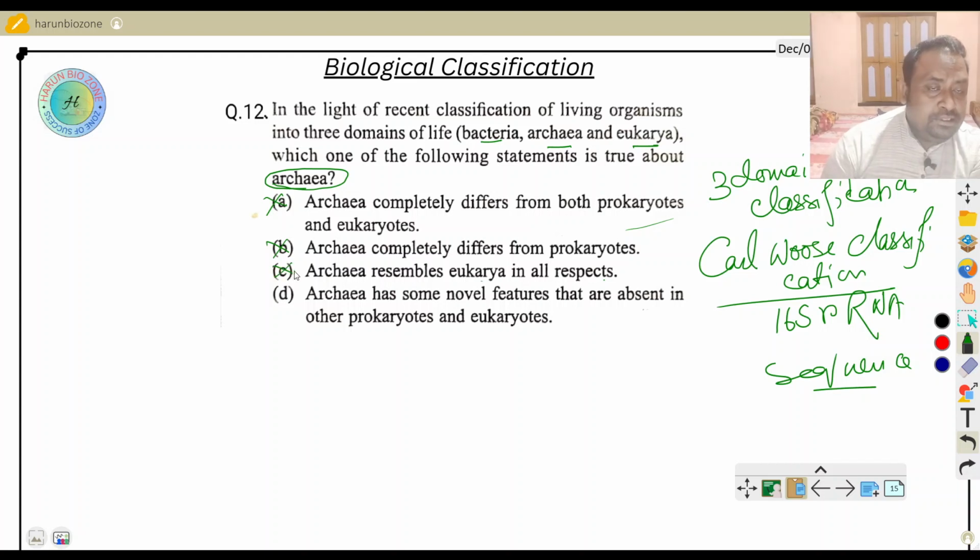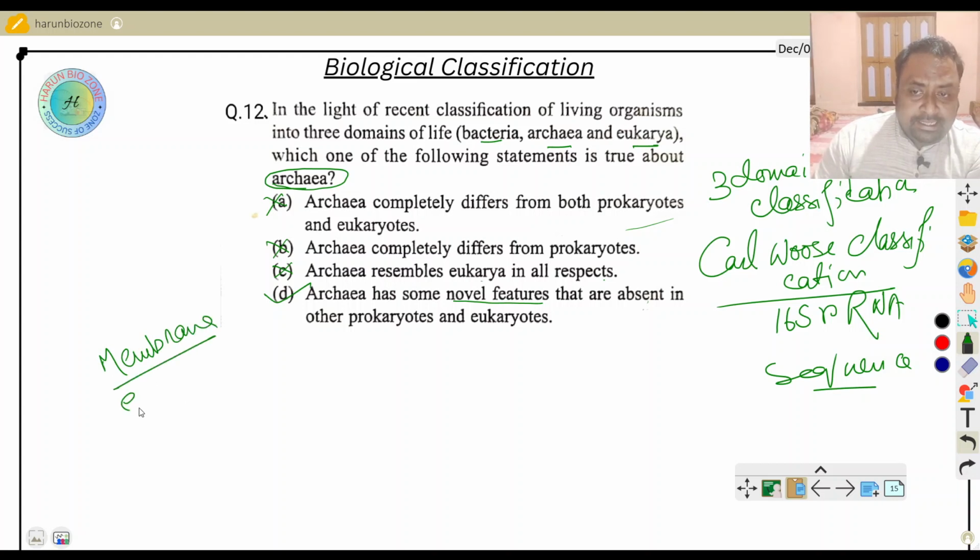Archaea is not related to eukarya in all aspects. Archaea have some novel features that are absent in other prokaryotes and eukaryotes. Right? For example, the membrane of archaea has ether bonds in contrast to ester bonds. Clear?